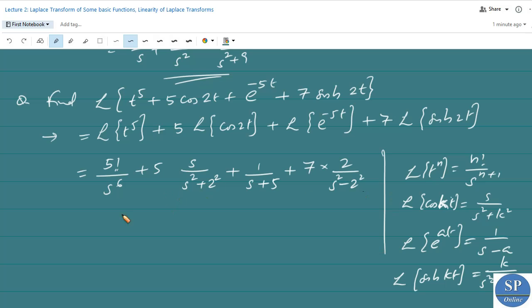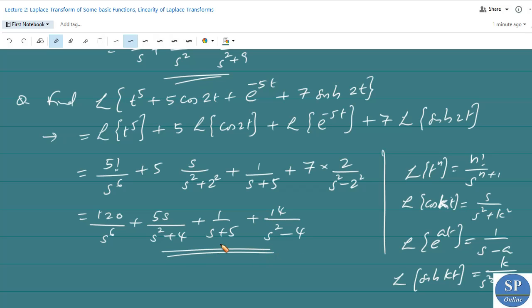Okay, so this will be the Laplace transform, that is 5 factorial divided by s power 6, that is 5 factorial is 120 divided by s power 6, plus 5 into s divided by s square plus 4, plus 1 by s plus 5, plus 7 into 2, that is 14 divided by s square minus 4. This will be the required Laplace transform of this given function.